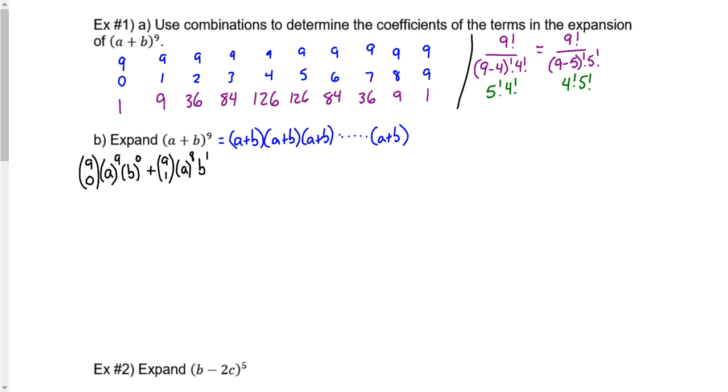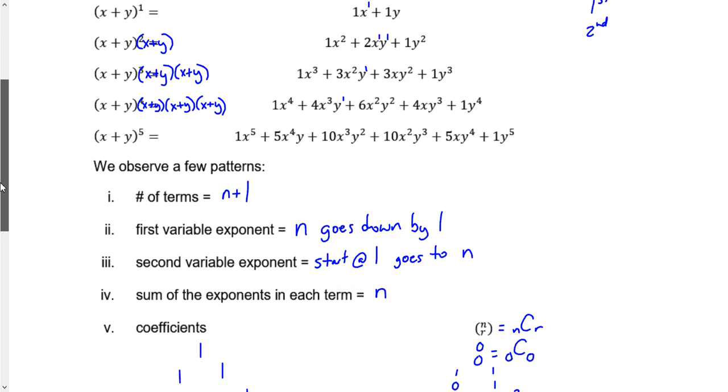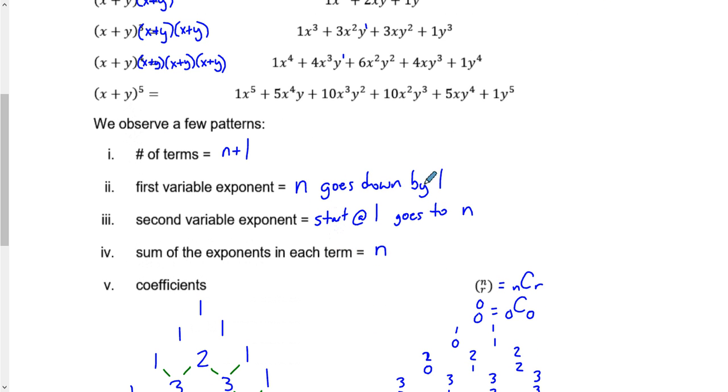Just like we noticed the pattern in this, our first variable goes down by 1, and the second starts at 0 and goes up by 1. Sorry, I should probably include that a little bit. The sum of the exponents is n. We'll have n plus 1 terms, which we will.